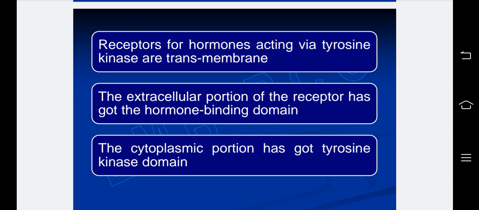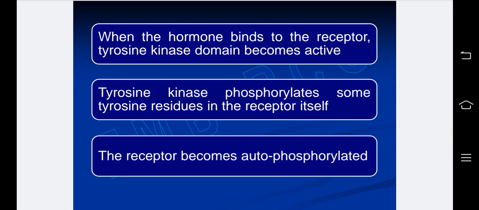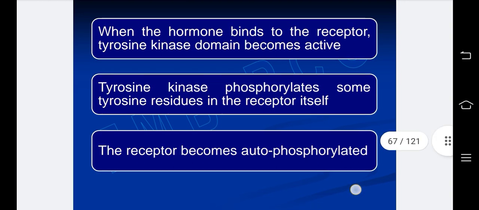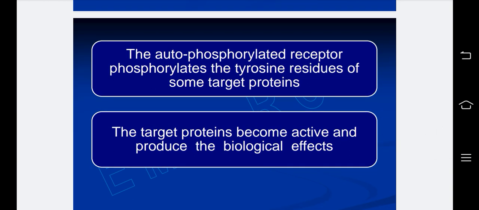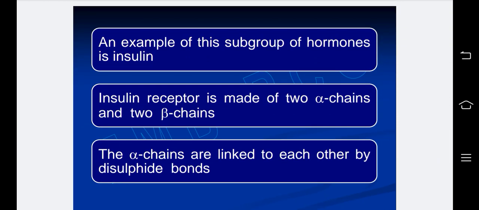The receptors for hormones acting via tyrosine kinase are transmembrane. The extracellular portion of the receptor has the hormone binding domain. The cytoplasmic portion has the tyrosine kinase domain. When the hormone binds to the receptor, the tyrosine kinase domain becomes active. Tyrosine kinase phosphorylates some tyrosine residues in the receptor itself. The receptor becomes autophosphorylated. The autophosphorylated receptor phosphorylates the tyrosine residues of some target proteins. The target proteins become active and produce the biological effects. An example of this subgroup of hormones is insulin.